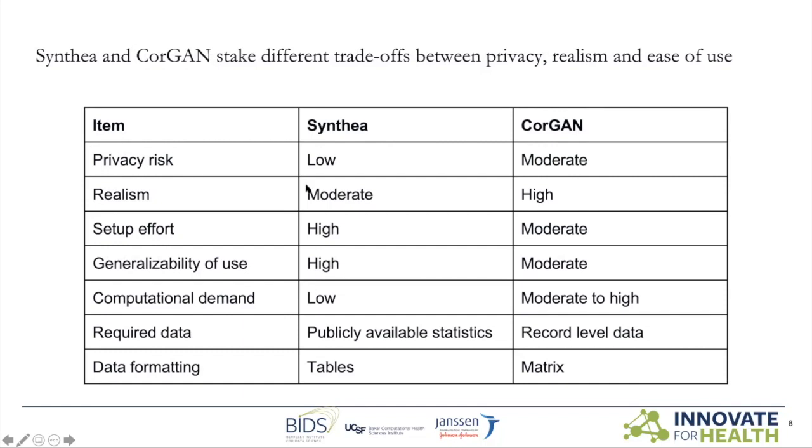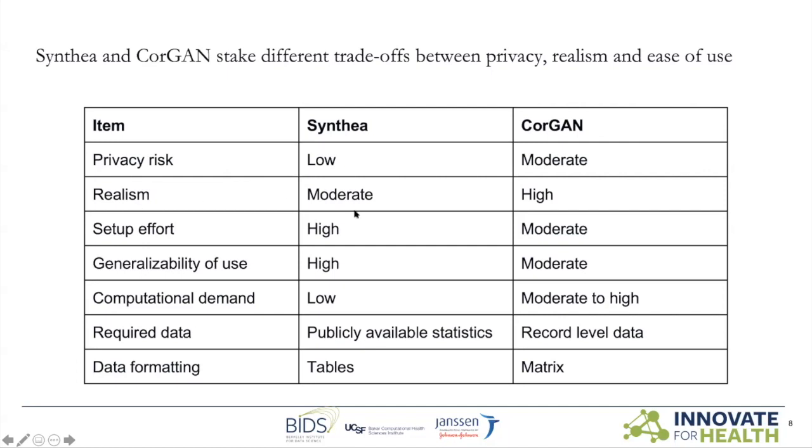In terms of privacy risk, since Synthea only relies on publicly available statistics and publicly available guidelines and dictionaries, the privacy risk to any individual patients is low. It doesn't access record-level data at all. For CorGAN, as I said previously, it does require record-level data in order to train the synthetic data generator. But as I'll show later, we can use a bunch of different privacy-preserving validation metrics to show that the privacy risk to individuals, at least according to these metrics, is moderate to low.